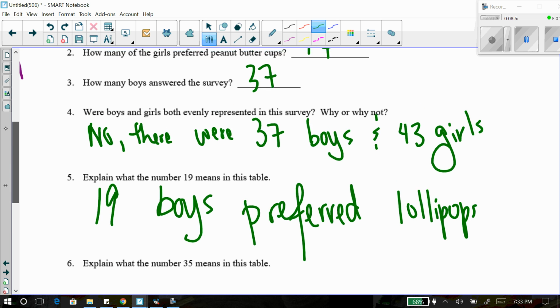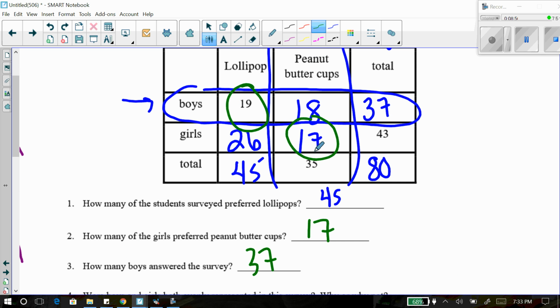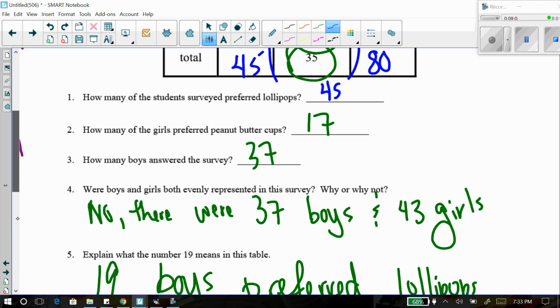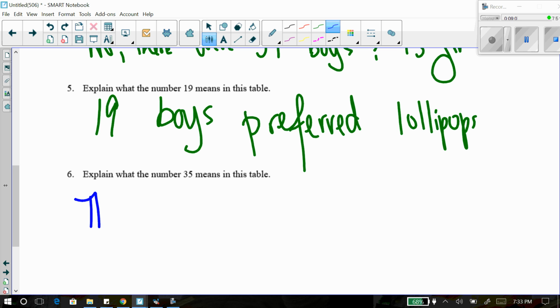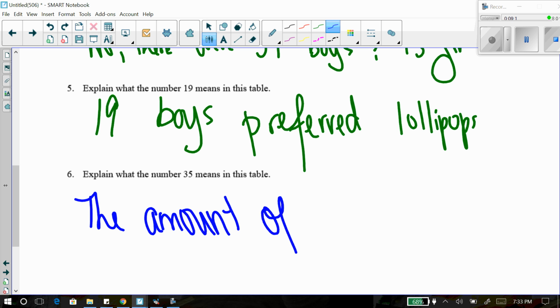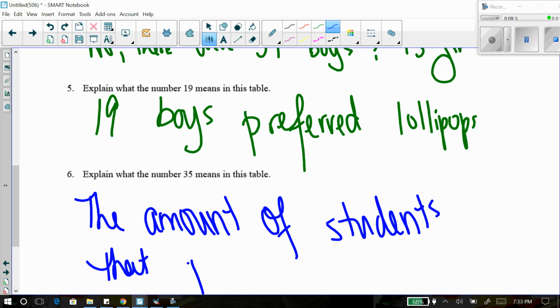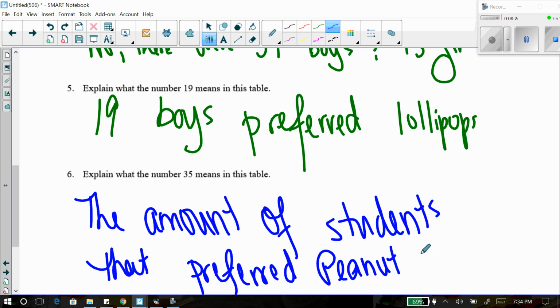And what does the 35 represent? That's this number. That is how many people total liked peanut butter cups. It's the girls and the boys. So the amount of students that preferred peanut butter cups.